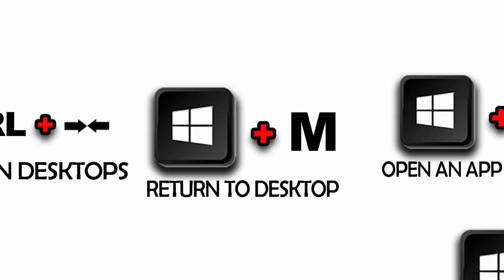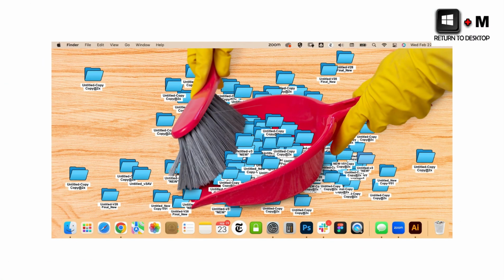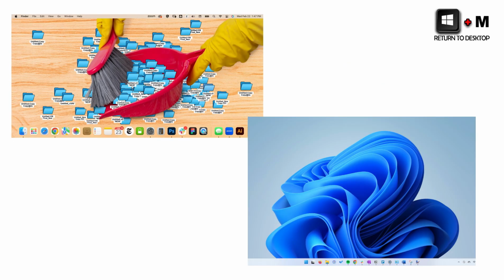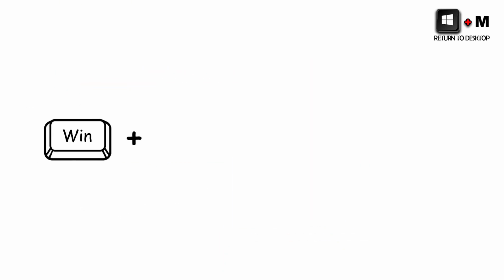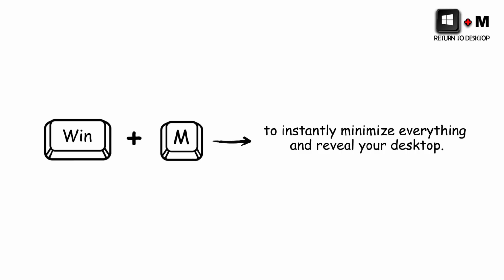Return to desktop. Your screen's jammed with open apps, windows everywhere. You can't even see your desktop anymore. Most people start dragging and closing like it's 2004, but not you. Hit Windows plus M to instantly minimize everything and reveal your desktop.